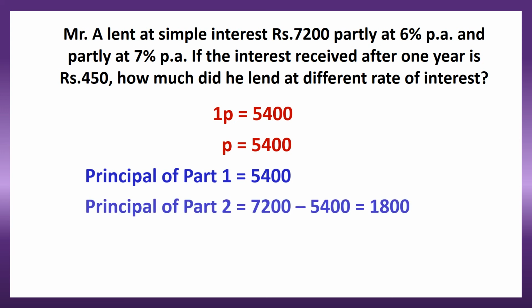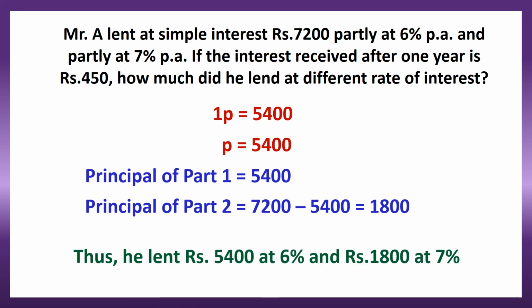Therefore, principal of part 2 will be 7,200 minus 5,400, that is 1,800. Thus, Mr. A has lent 5,400 at 6% interest and 1,800 rupees at 7% interest. That is why he got 450 as the total interest after 1 year.